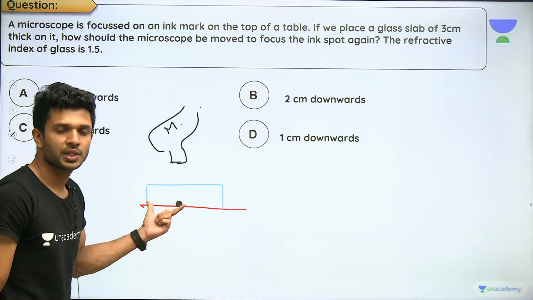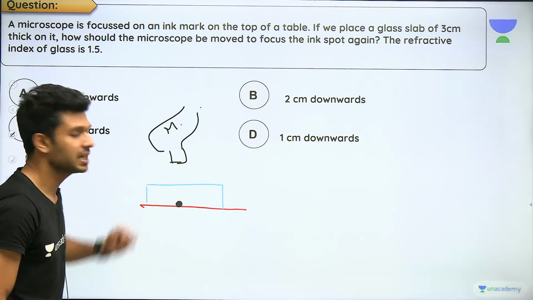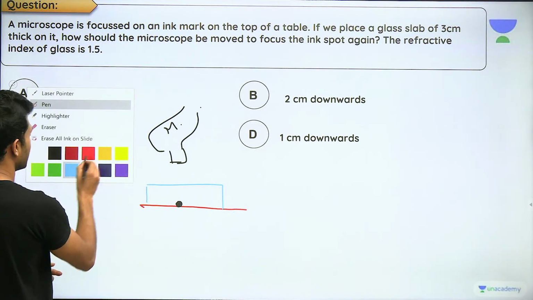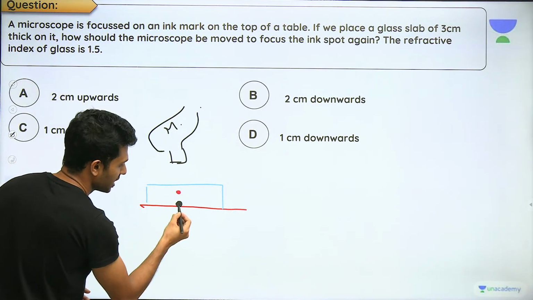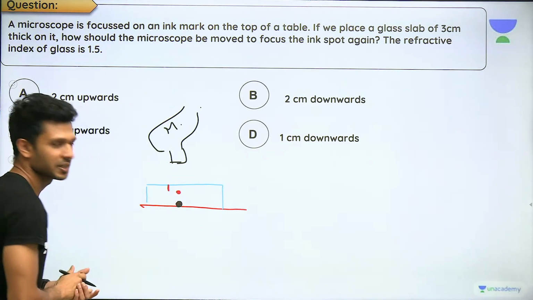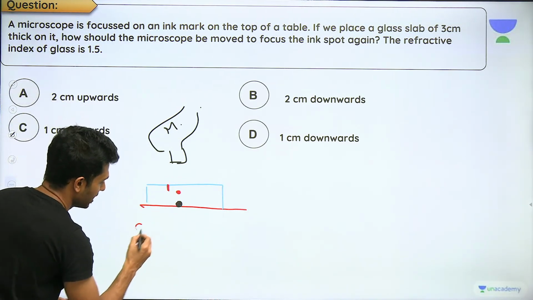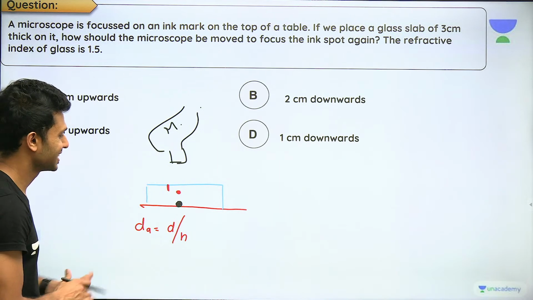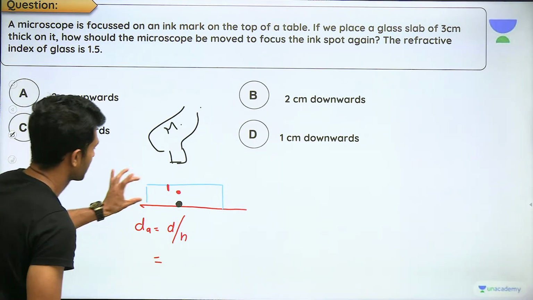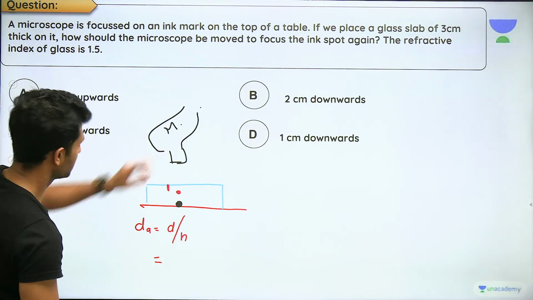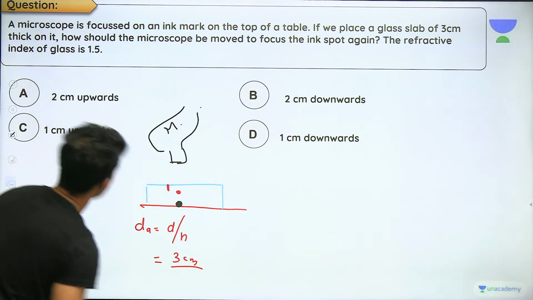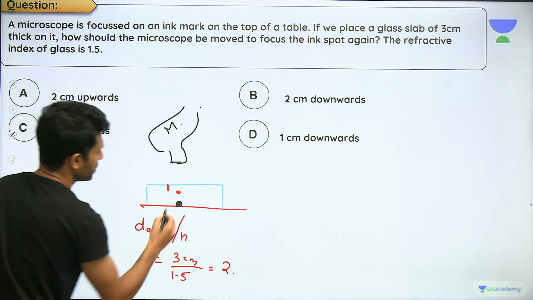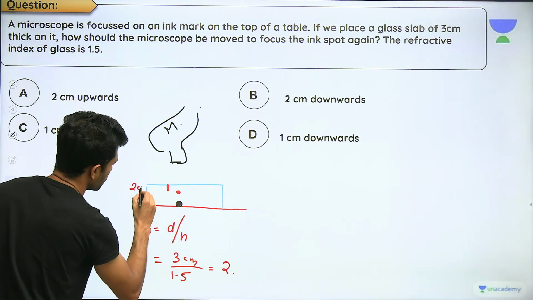You know that whenever you keep a slab on top of it, the object will be raised up, which we call the apparent depth. Hey ya nahi? How many of you do remember? So you will find the object here at its apparent depth. D apparent is equal to actual depth divided by its refractive index. याद है ना? What is the actual depth? 3 centimeters. Divided by the refractive index, 1.5. 3 by 1.5 is 2. Which means you will be seeing the ink spot at 2 centimeter.